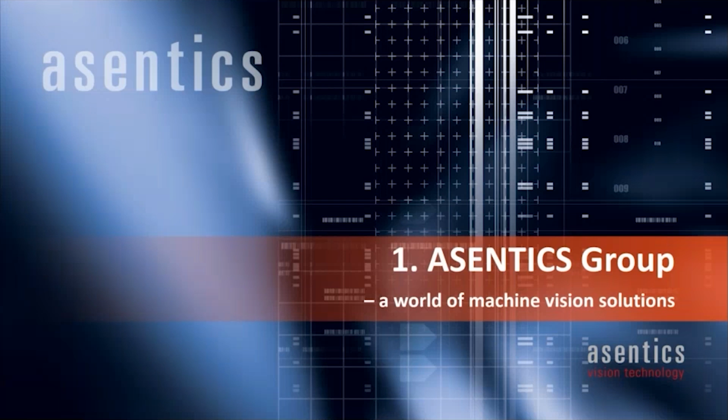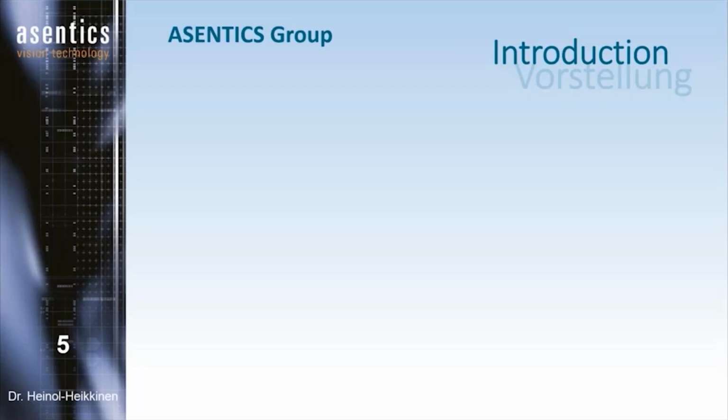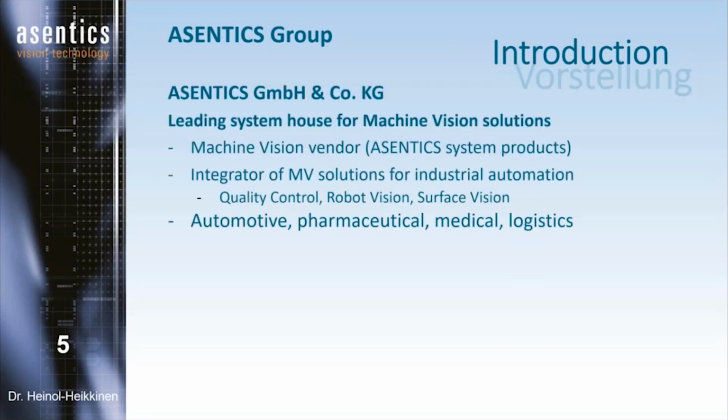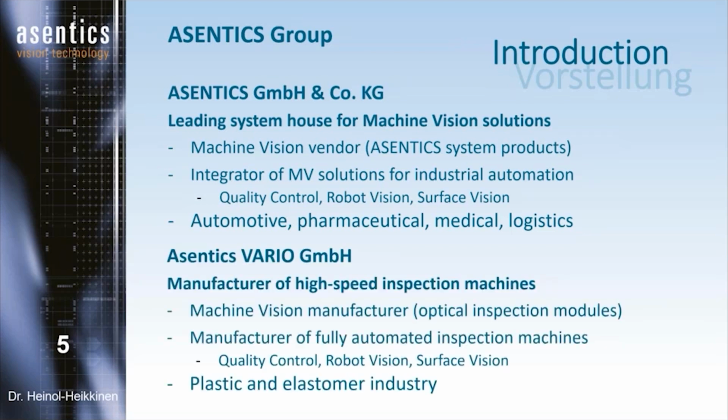But on the next slides, I would like to give you an insight into what machine vision is and what the Asentics group is. A group usually consists of more than one company. So we have two companies. One company is a so-called system house for machine vision solutions. That means we bring our machine vision systems directly in line to our customer. And the other company is Asentics Vario. Asentics Vario also deals with machine vision, but it is more than an inspection machine provider. It means we are manufacturing high-speed, high-level inspection machines, doing 100% quality control on their own. So it's a machine, or let's say a huge camera, with more cameras inside, but the whole machine is only to bring the product underneath the cameras.